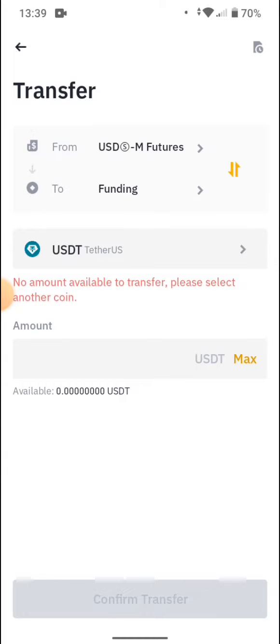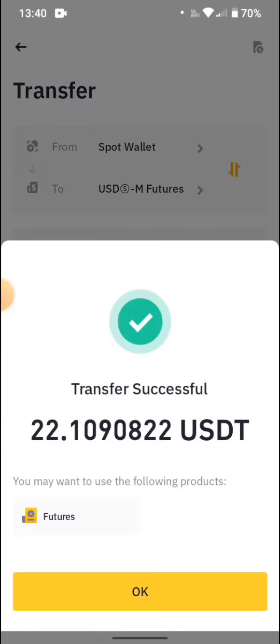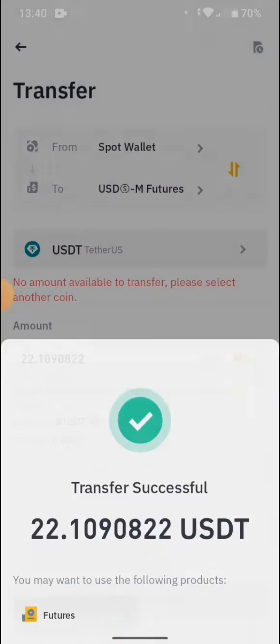In this case, our money is in our spot wallet, so we are going to transfer. You can put whatever amount you want, but I have 22, so I'm going to put all in. I have successfully transferred 22.100 USDT. You tap OK.